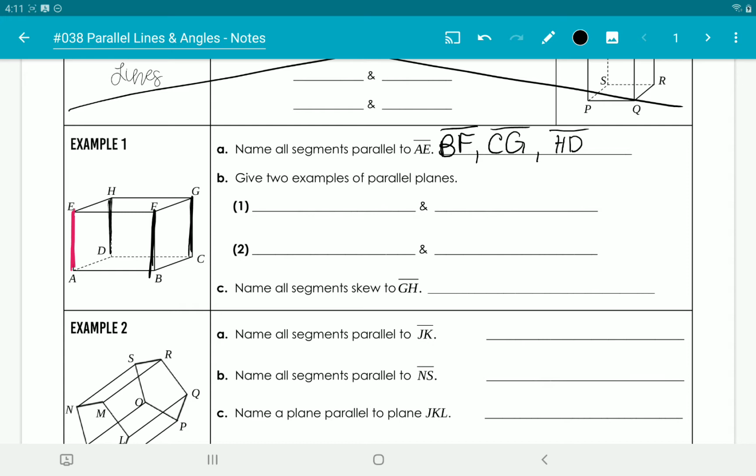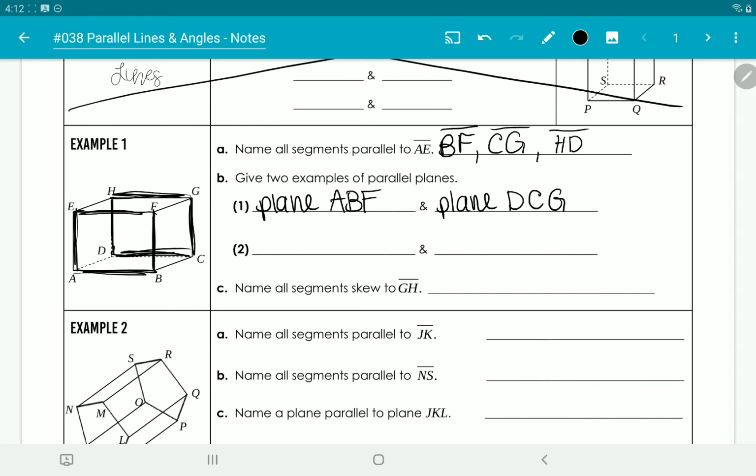Those are the only ones that are in the same plane, going in the same direction, and are not going to intersect. So now we're going to give two examples of parallel planes. We can look at this plane here, this plane ABF. Again, you need 3 letters, so 3 points to describe a plane. If we look at the planes that would be going in the same direction as that and not touching it, you can see that this one on the other side of this figure would be parallel to this plane, so we can call it plane DCG. Again, we just use 3 points to describe the plane.